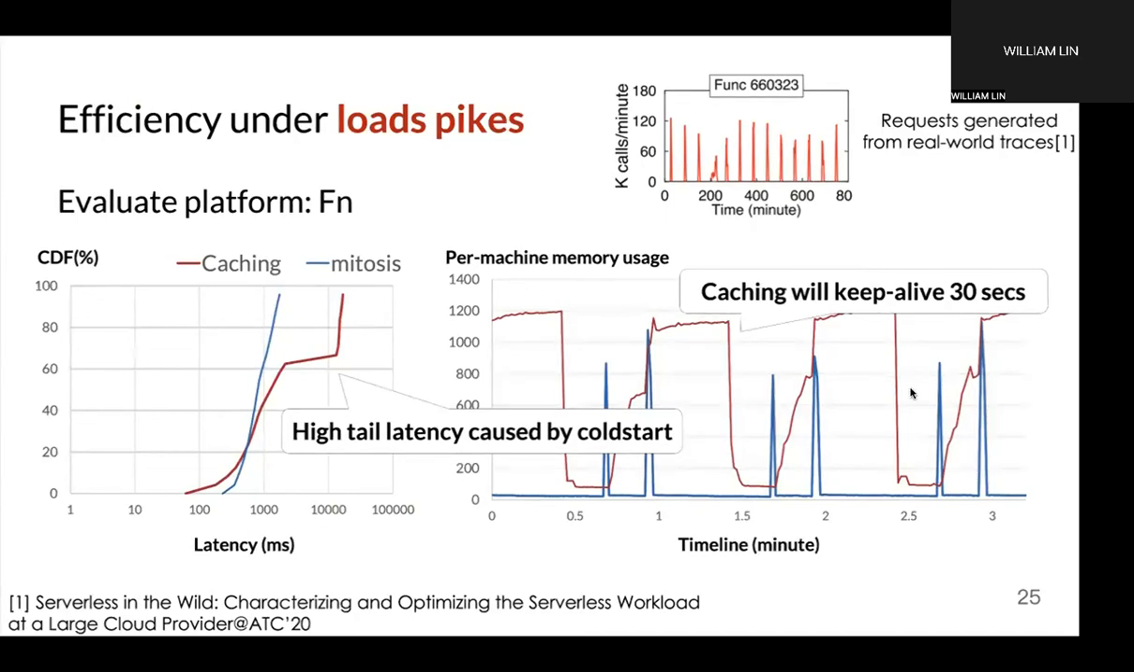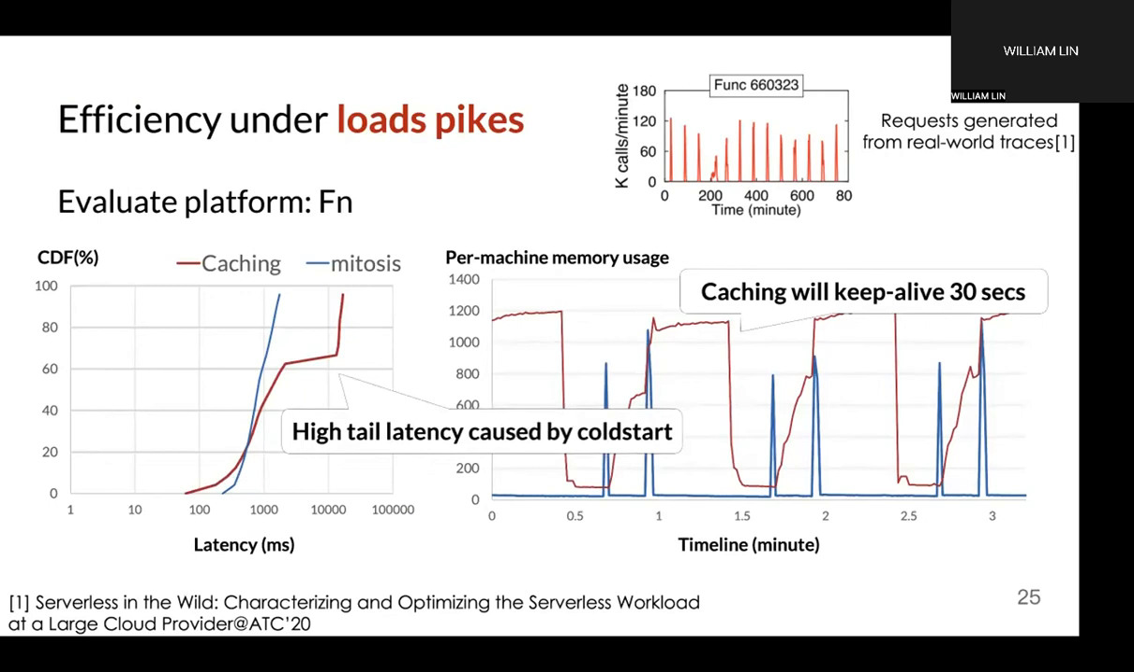With caching, you can see that it cannot achieve high resource utilization. Our evaluation platform, Fn, will by default cache a function for 30 seconds. Therefore, after a load spike arrives, the machine will reserve many cached containers for this time period. In comparison, MITOSIS only needs one instance across the cluster, which requires a much smaller memory footprint than caching.